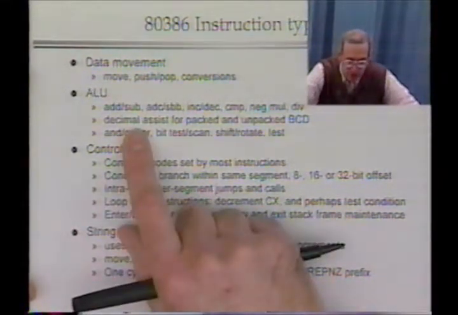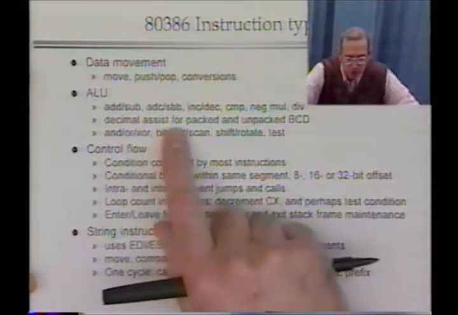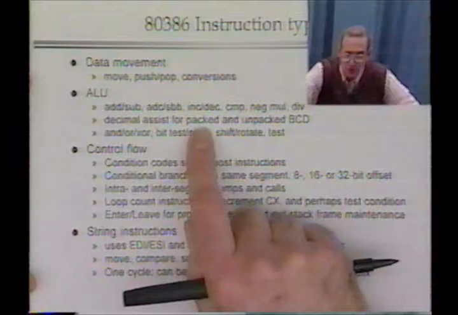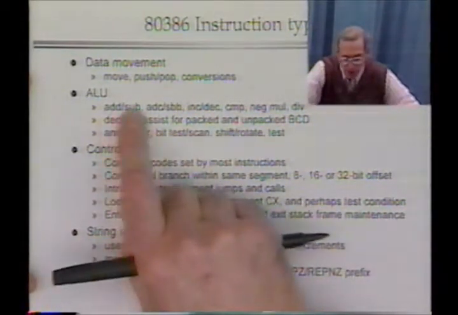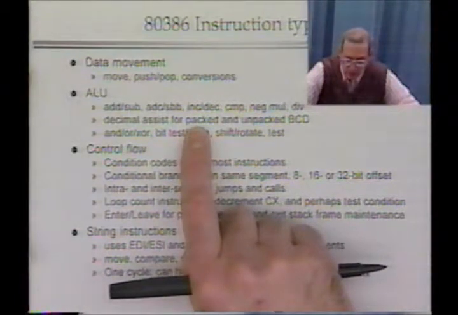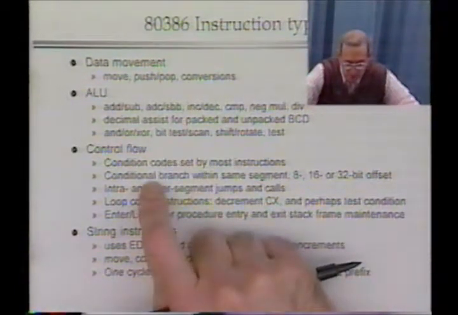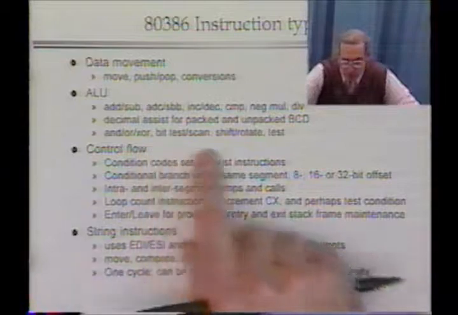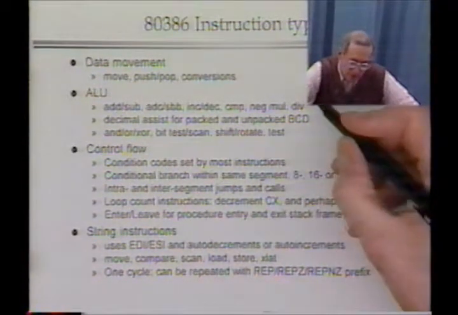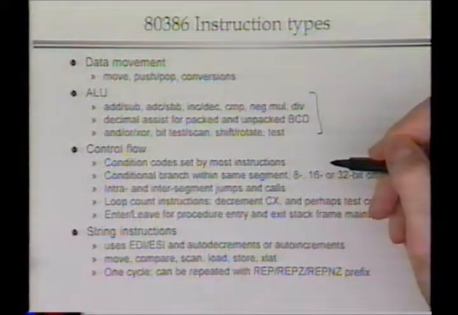They don't have decimal arithmetic per se, but they have some instructions that assist in doing decimal arithmetic. They have correction instructions that allow you to use the binary adds and subtracts, and then they correct for the internal carries so that you can do BCD operations. And the usual logical operations, shifts, rotates, and tests, and so forth. In some ways, they were relatively restrained.